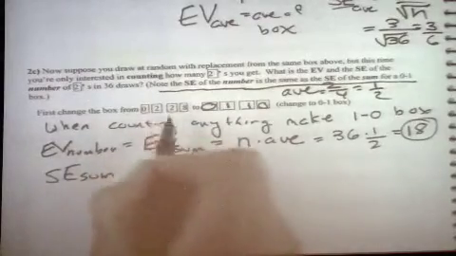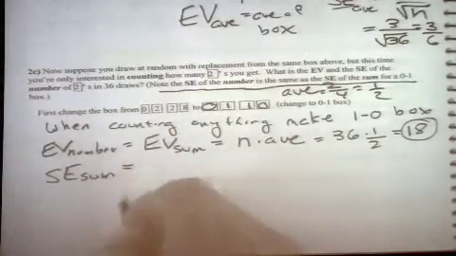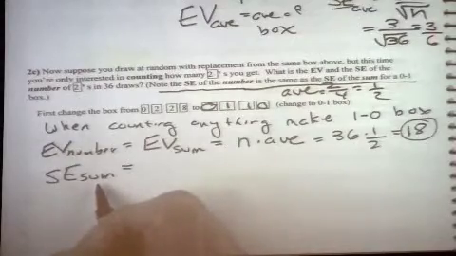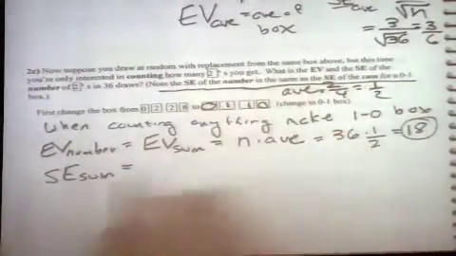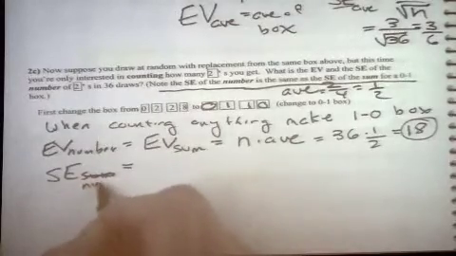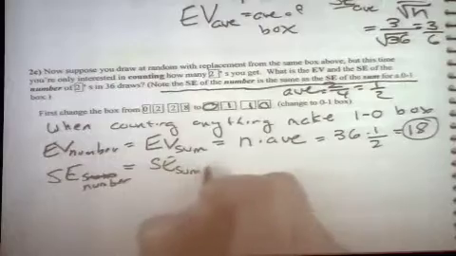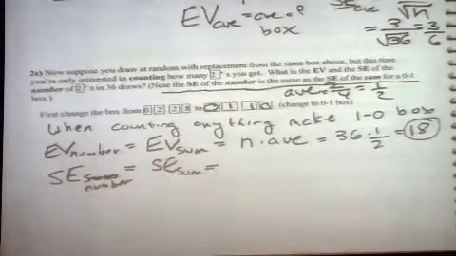Or just see it from here. You'd have to think, okay, the standard error of the number is the same as the standard error of the sum. Okay, it's the same. Do you want me to write that just so it looks symmetrical? It's the same as the standard error of the sum. It's just for zeros and ones.